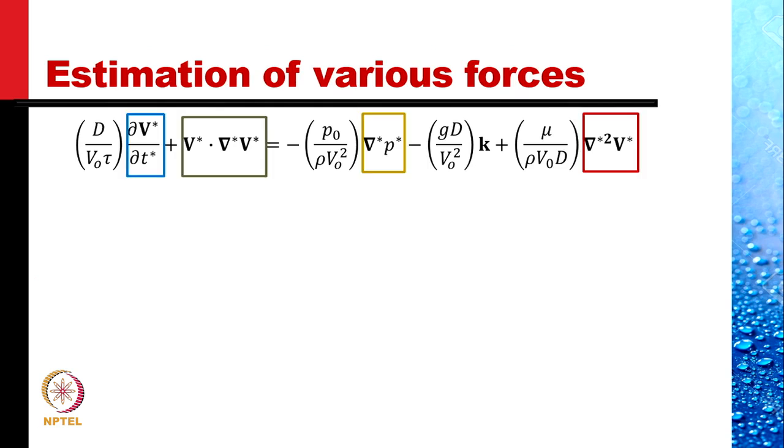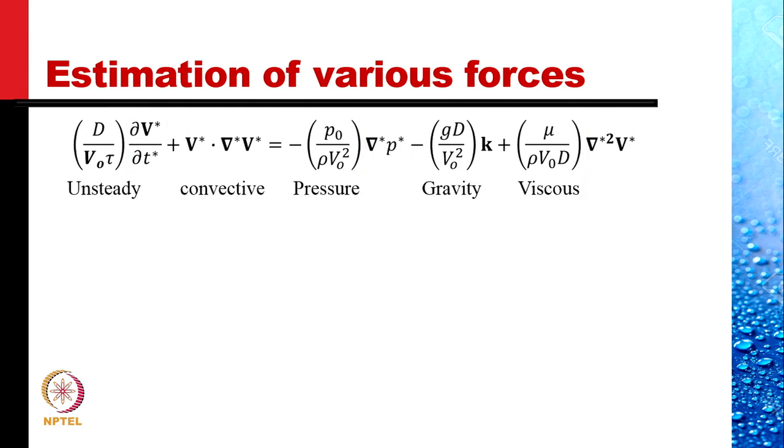Now these terms which are put in boxes are the variables and their derivatives. If we have chosen our characterizing quantities properly, then these are expected to be order 1. As I said before, the first term is the unsteady force term, the second is the convective acceleration term, the third term is the pressure term, the gravity term, and the viscous terms.